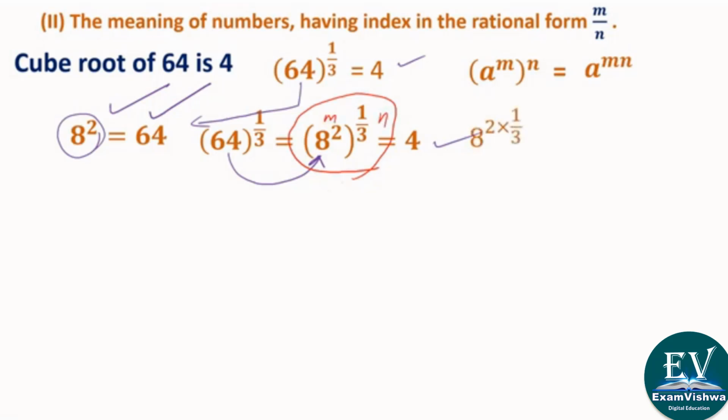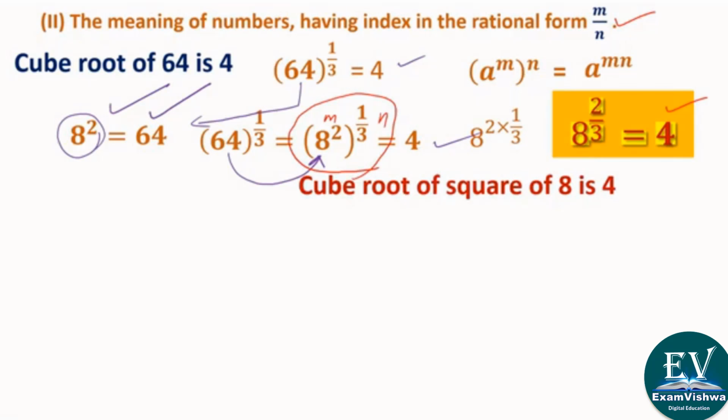So what will we write? We will write m into n, 2 into 1 upon 3, which can be written as 8 to the power of 2 upon 3. And it looks like this, and the answer will be again 4. No doubt. And how will we read this now? We started with cube root of 64. Now we ended with 8 in such a way that cube root of square of 8 is 4. Matlab, we read it like this, first this way: cube root of square of 8 is 4. ठीक है? इतना आपको समझना है, समझ के रखना है.